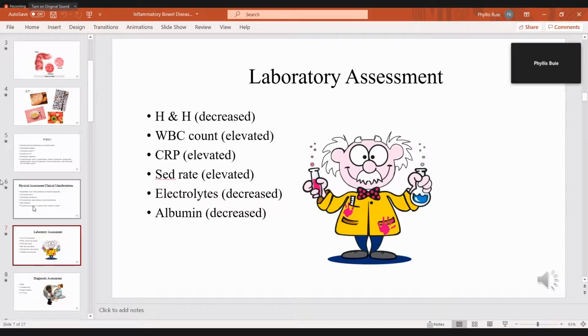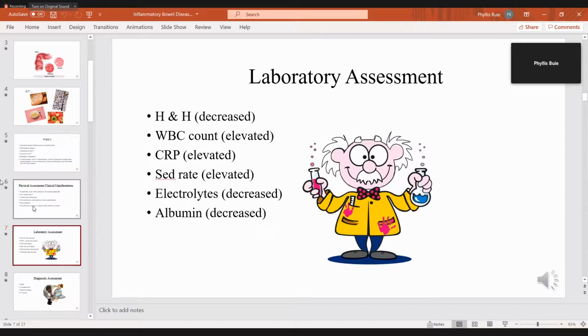Let's talk a little bit about the lab assessment. Hemoglobin and hematocrit is definitely something that we want to look at. It may be decreased because they may have some blood in their stool, and that's not uncommon for ulcerative colitis. Now, if they have a massive amount of blood and they're passing clots, that's cause for concern. But it is not uncommon for them to have a small amount of blood in their stools.